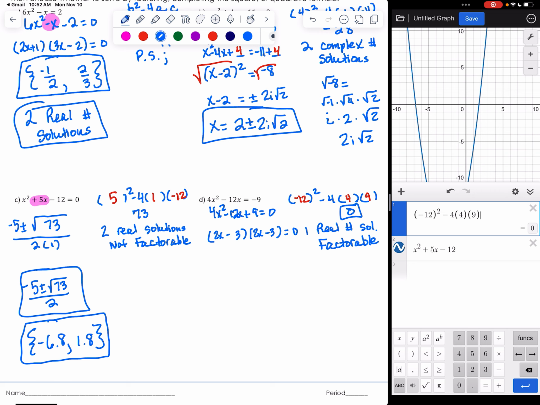All right, so to solve this, I'm going to have one solution. So I'll just set 2x minus 3 equals 0 and solve for x. So x would be 3 over 2.